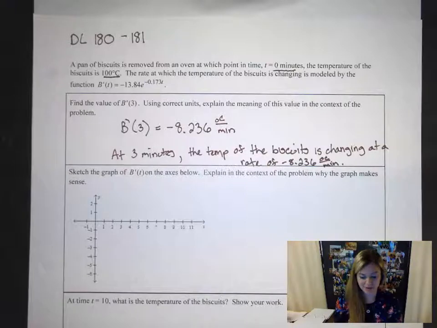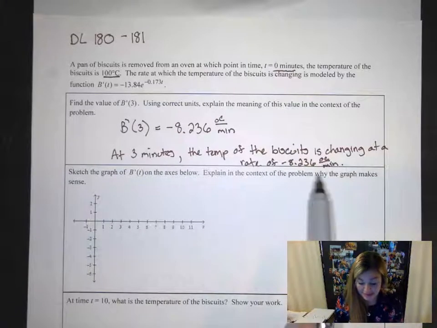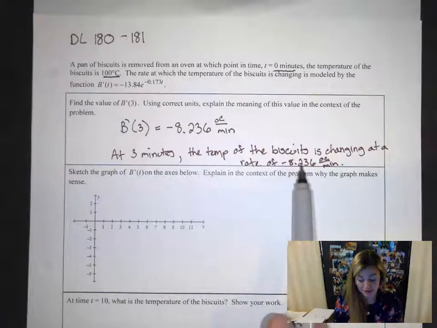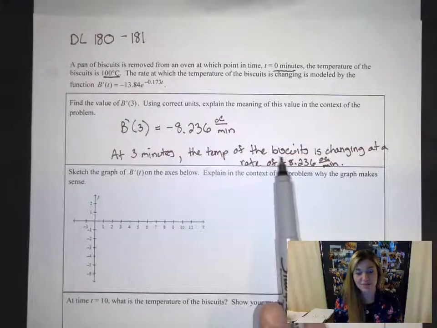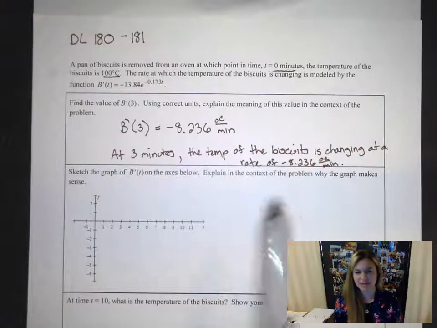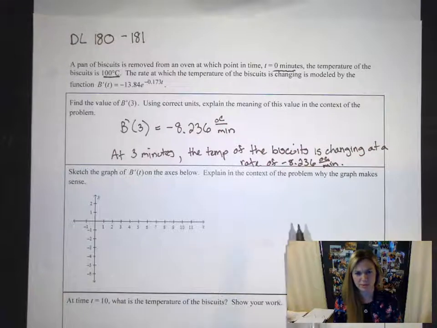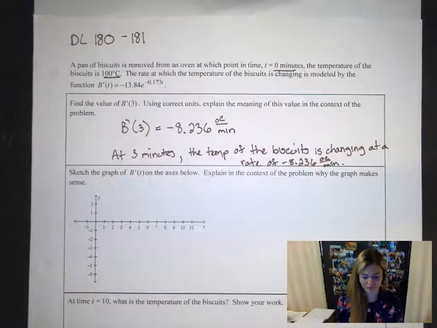That's just semantics. It's okay to change the language a little bit. Just be careful that you know that this is the rate that the temperature of the biscuits is changing. Okay, and I didn't say the temperature of the biscuits is decreasing at a rate of, because if I have decreasing and negative, it actually means they're getting warmer, which would be weird if they're removed from the oven.